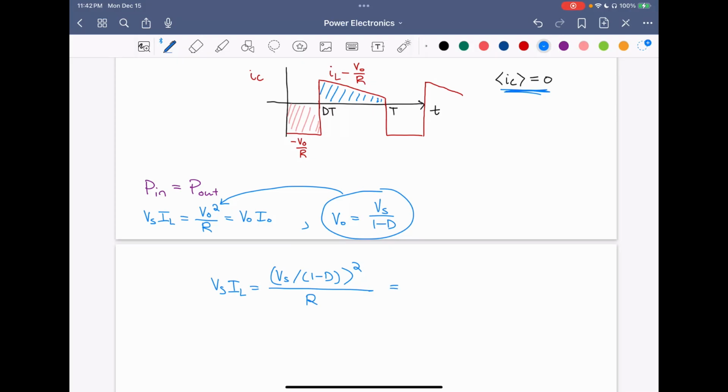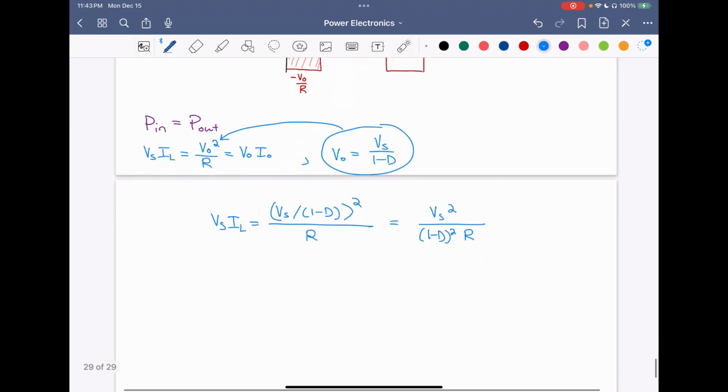Now this is equal to Vs squared over (1 minus D) squared times R. So therefore, we're looking for the average DC inductor current IL. We can divide both sides by Vs, and we get that the average inductor current is equal to Vs divided by (1 minus D) squared times R.